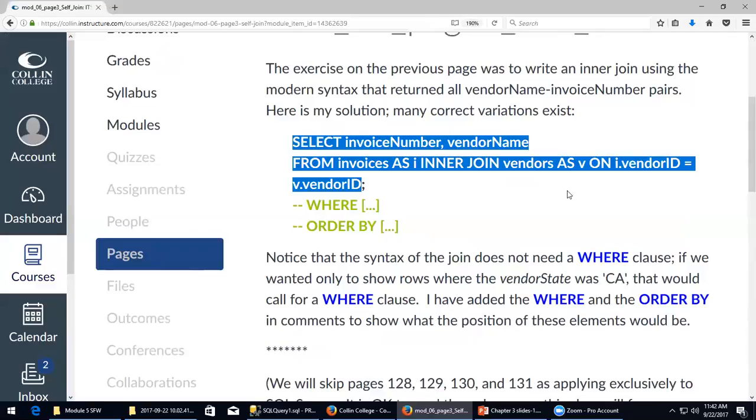Only wanted to show rows where the vendor state was California. It needs to have a where. It might have an order by. It might have other clauses in there that we're going to get to later. Okay.